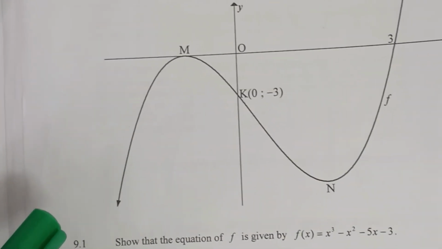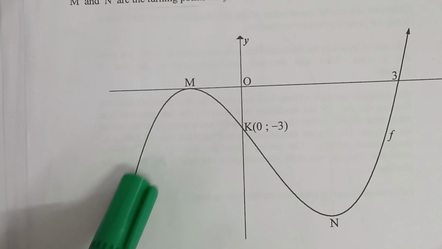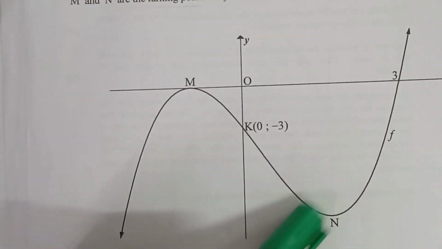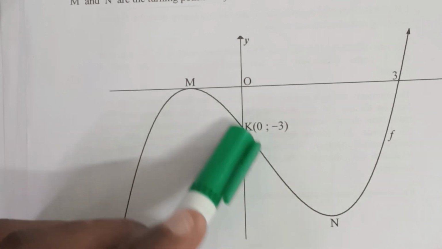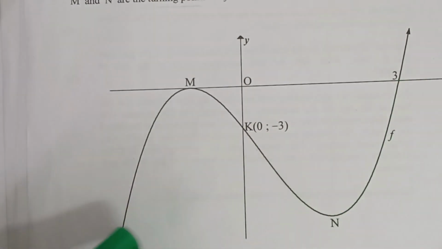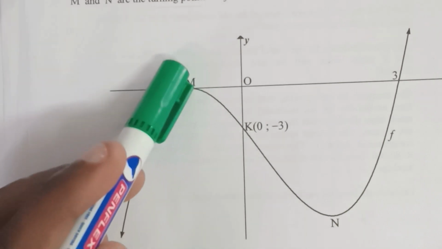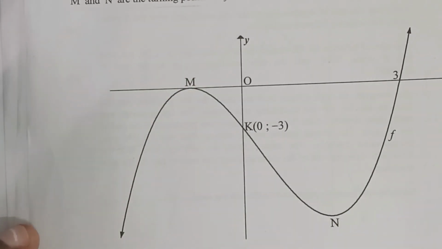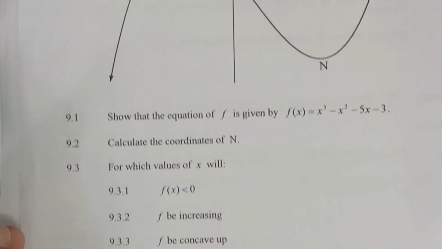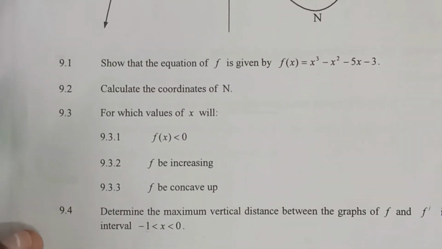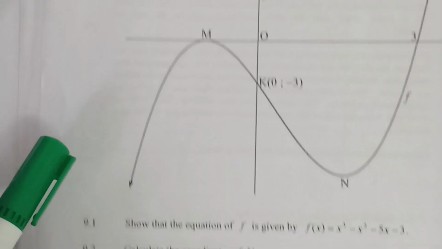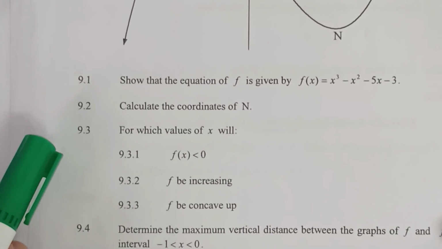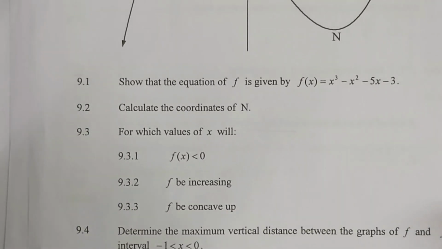Okay, here is the graph. This is the sketched graph. So here are the turning points m and n, and this is the y-intercept, and that is the x-intercept. Also, this one is the x-intercept. Be mindful of that. As we go through the questions, you will see why I said be mindful of this one. The first question, 9.1, says show that the equation of f is given by f of x is equal to x cubed minus x squared minus 5x minus 3.